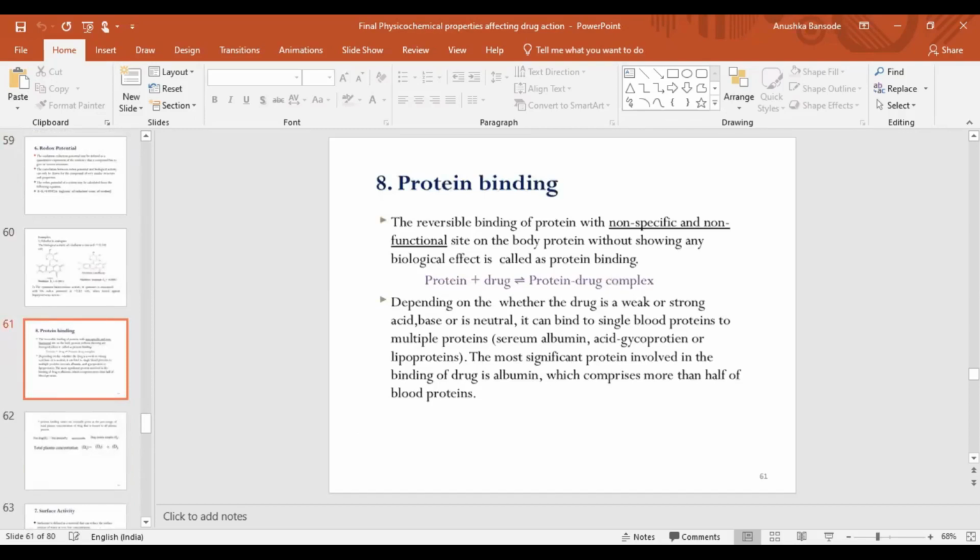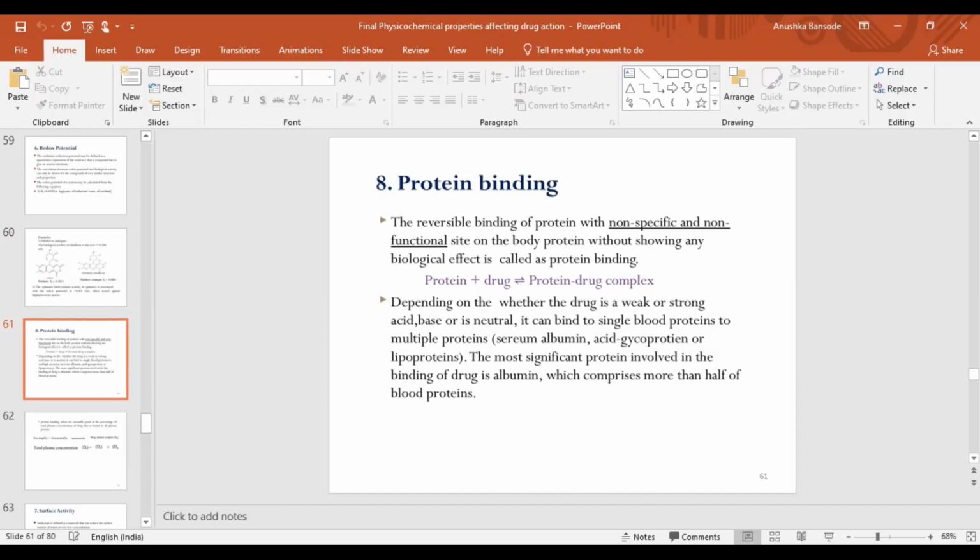Next comes protein binding. Reversible binding of drugs with non-specific and non-functional sites on the body proteins, without showing any biological action or effect, is called protein binding. So a protein and a drug give a protein-drug complex.